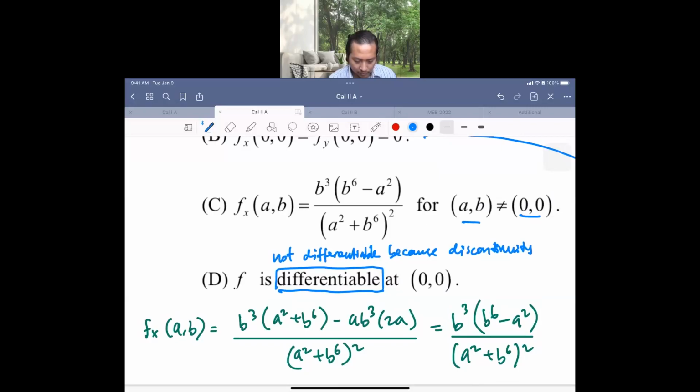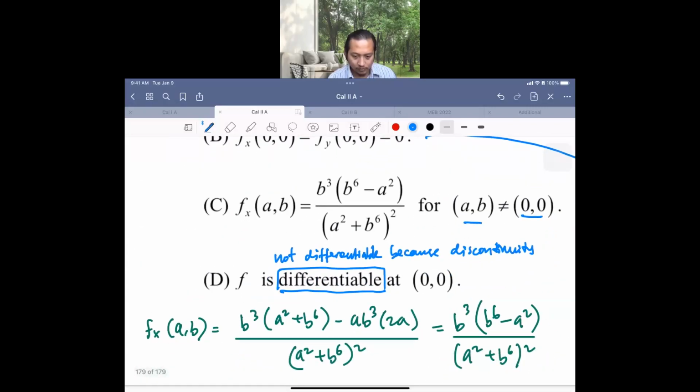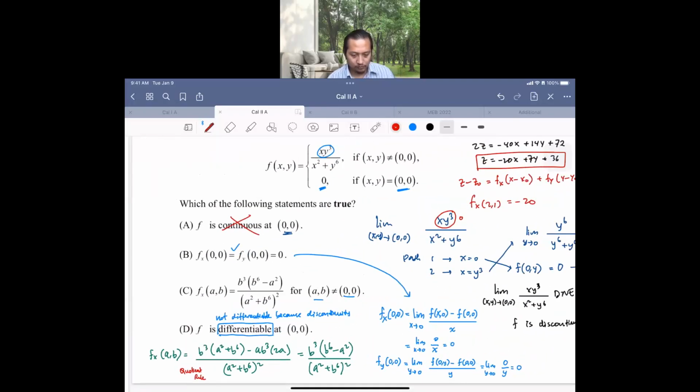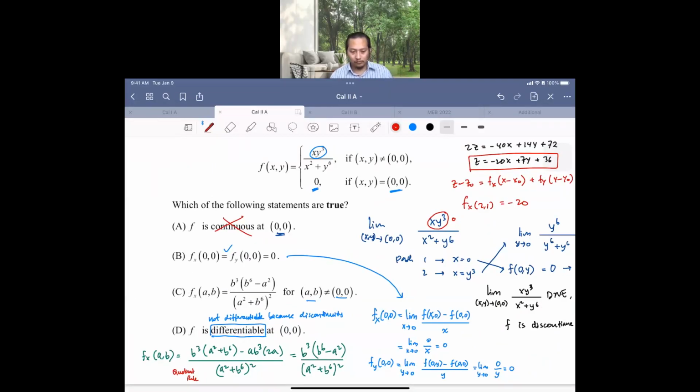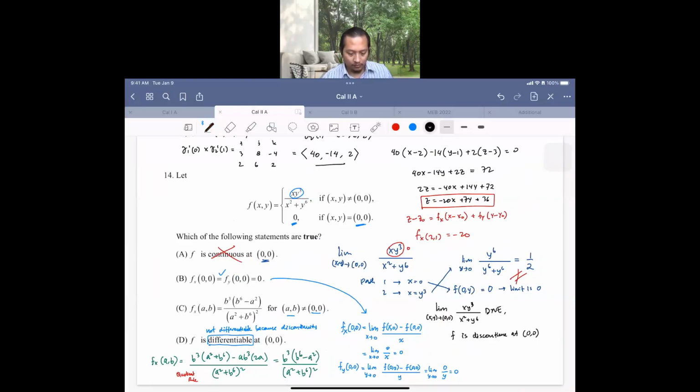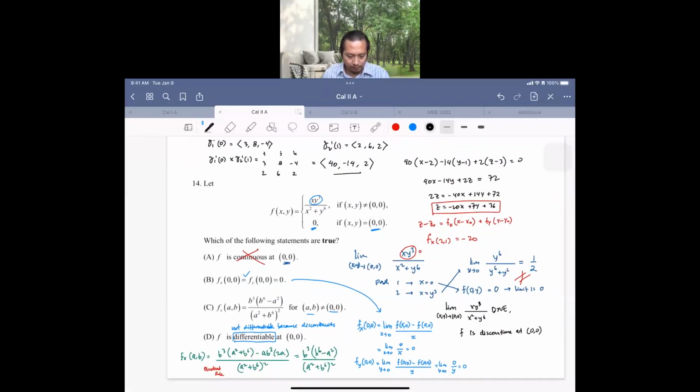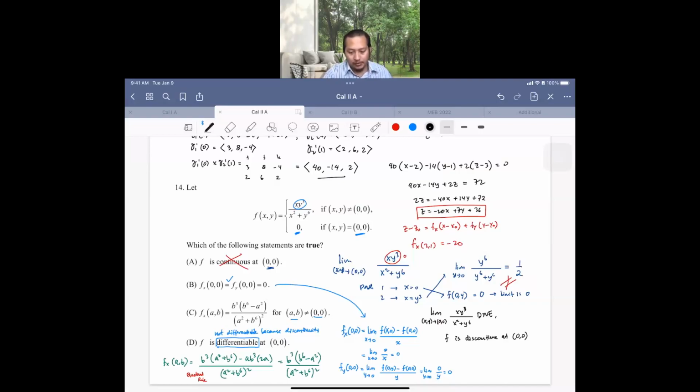This is correct, right? Using the quotient rule. Okay, so that's how it is. Maybe two more questions, and then let me explain what you need to prepare for the finals. Any questions? If you have any questions, you can write in the chat box.